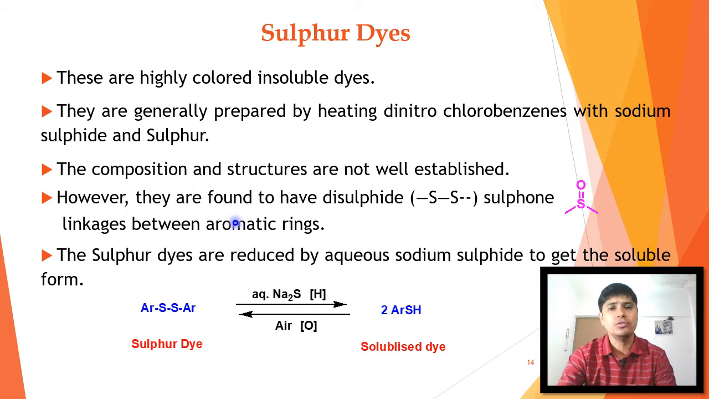However, they are found to have disulfide linkages and sulfone linkages, S double bond O, between aromatic rings. Sulfur dyes are reduced by aqueous sodium sulfide to get the soluble form, that is, solubilized dyes.